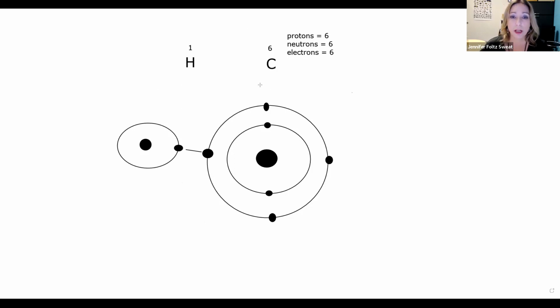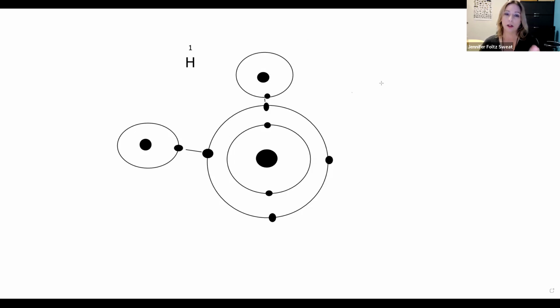I'm going to finish drawing this molecule. This is another hydrogen. Here's the first electron shell for hydrogen. Here's its 1 electron. And it's going to be a short bond. Here is the bond between that hydrogen and the carbon. They are sharing that electron.